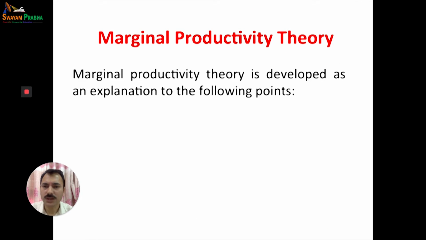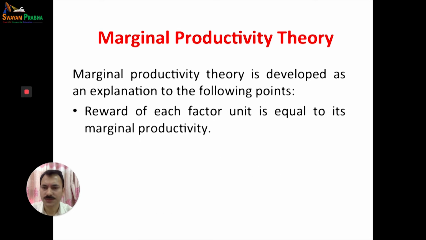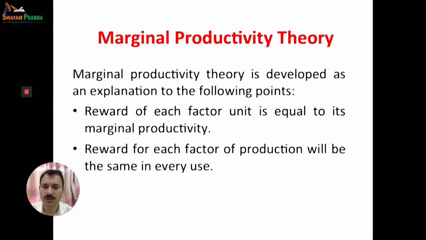Now, marginal productivity theory helps to explain the following points. The reward of each factor unit is equal to its marginal productivity. This is very important: the reward paid to the factor of production, whether land, labor, or capital, is equal to its marginal productivity. Marginal means additional productivity, additional contribution.